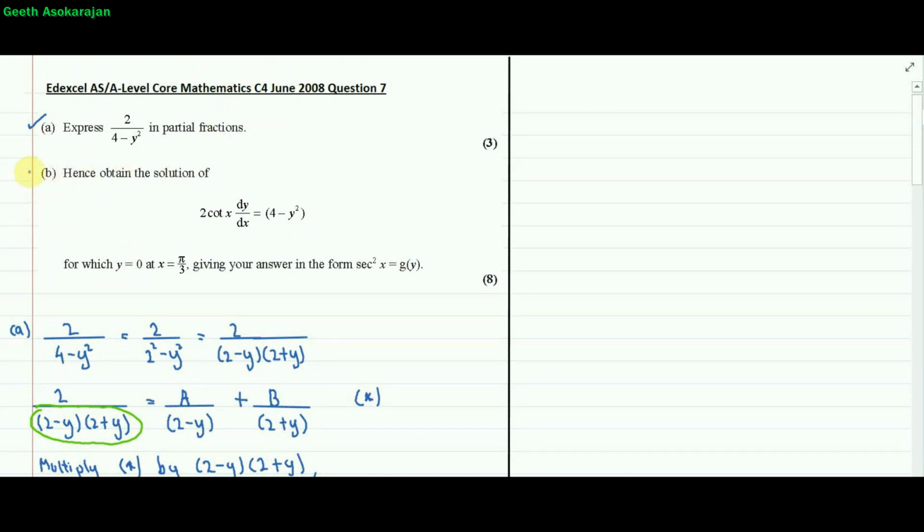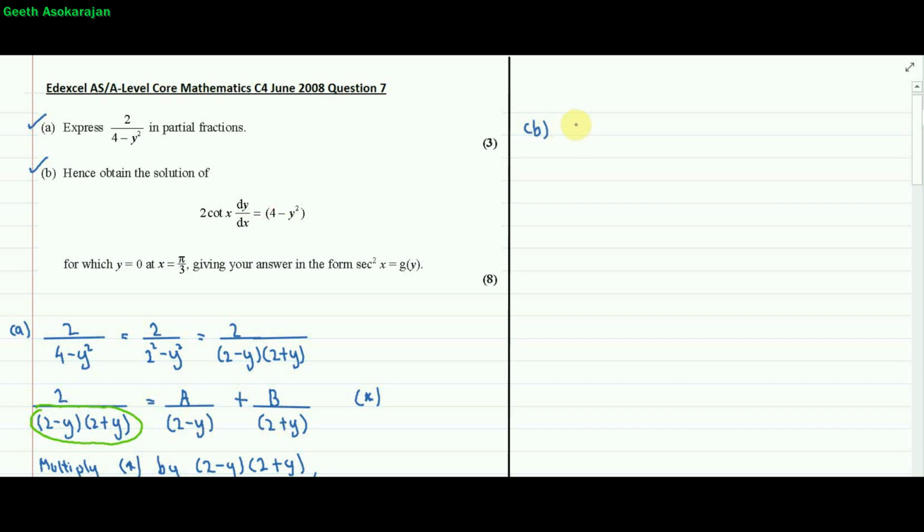Right, now for part B. Let's have a read. Hence, obtain the solution of 2 cot x dy over dx equals 4 minus y squared, for which y equals 0 at x equals pi over 3, giving your answer in the form sec squared x equals g of y. So let's attempt part B.